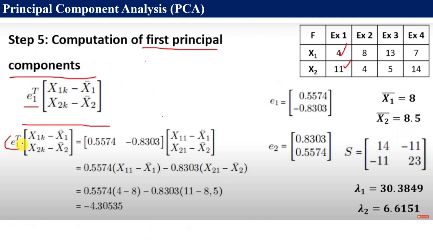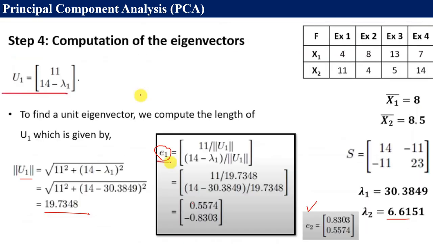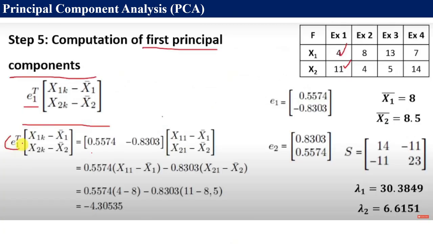Okay, so now once we have found the eigenvector, we have to find the first principal component. How to find the principal component? E transpose times (x1 minus x1 bar, x2 minus x2 bar). E transpose means this is 0.5574, minus 0.8303, so the vertical is converted into horizontal. Then x1 minus x1 bar: 4 minus 8, by cross multiplication. So 0.55 multiplied by this, plus minus of this multiplied by this. So we'll get a minus sign here.